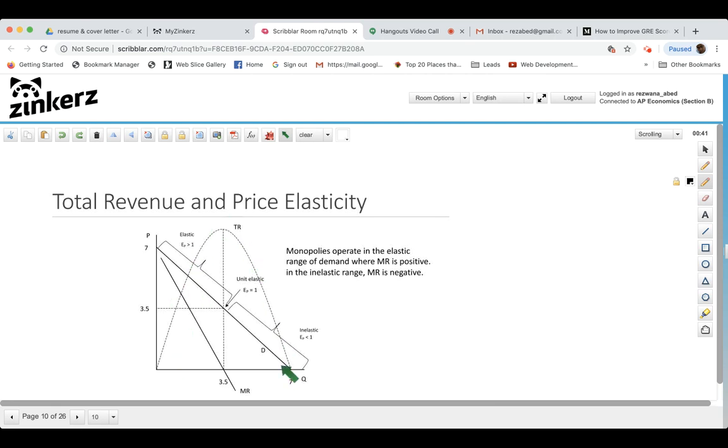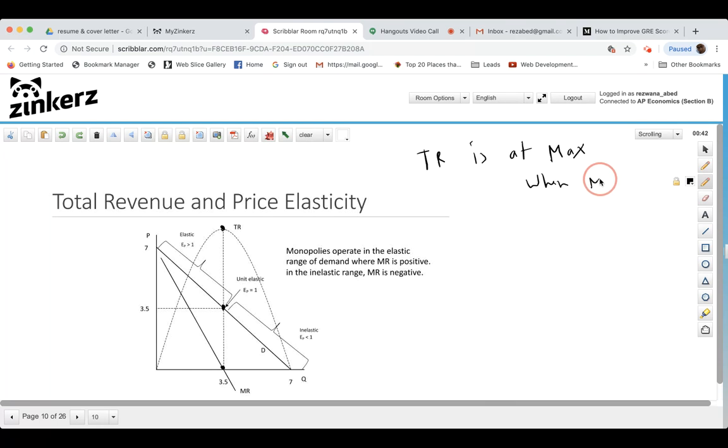This is the total revenue graph, and it is maximized. Total revenue reaches the maximum it can be where the demand is unit elastic, so at this midpoint. And this also corresponds with where the marginal revenue is 0. If you had calculus, this is very easy, because the marginal revenue is the first derivative of the total revenue. So we know that total revenue will always be at its maximum when marginal revenue is 0.